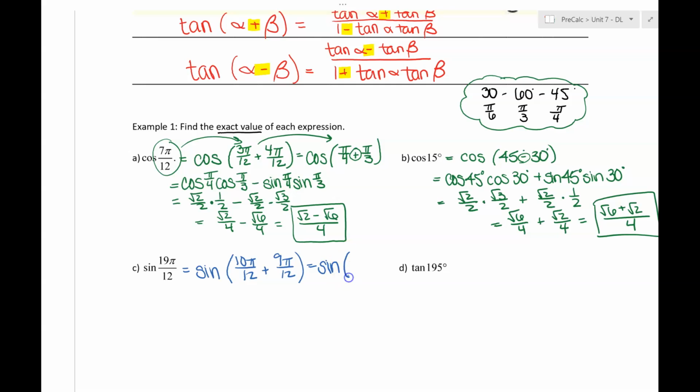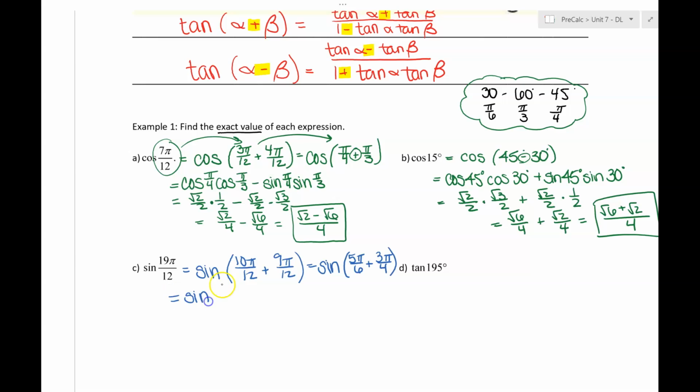Okay, so 10 pi over 12 reduces by 2. So you get 5 pi over 6, which we do know is in the second quadrant with a 30-degree reference angle, so that works. And then 9 pi over 12 divided by 3 gives us 3 pi over 4. Again, we're in the second quadrant, and it has a 45-degree reference angle. Okay. Let's use the sine sum formula.